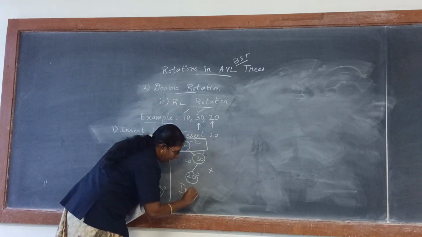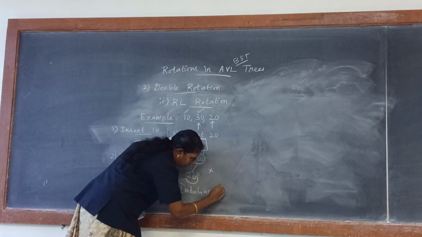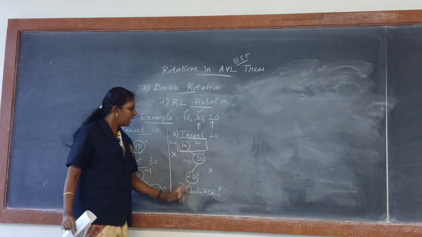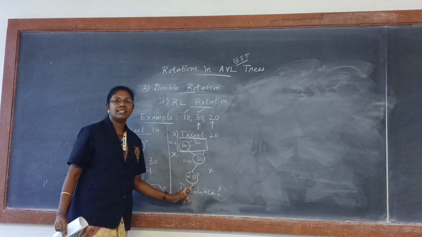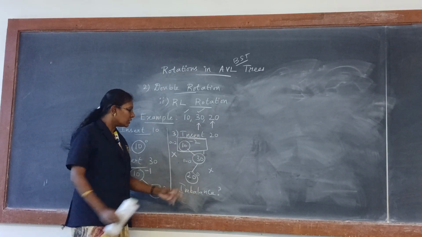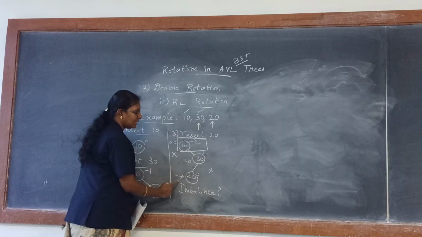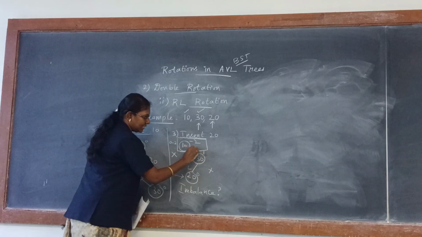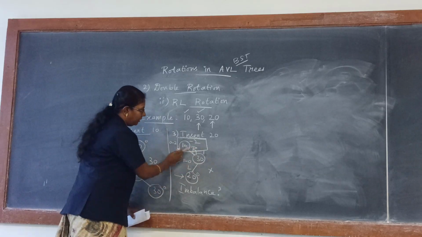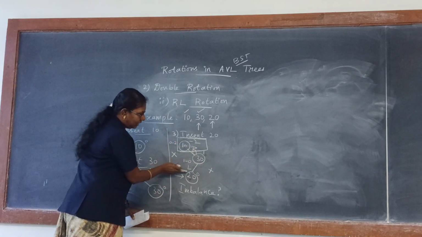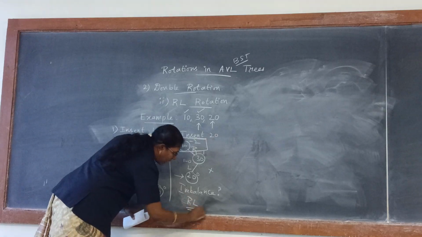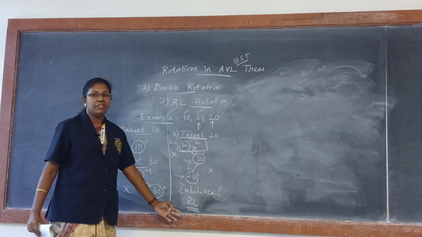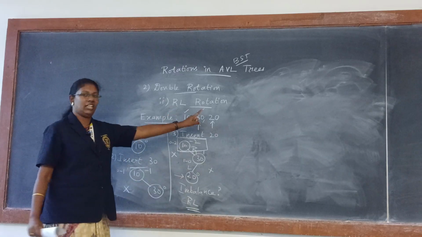So what type of imbalance occurred? We need to find this. This imbalance occurred only when inserting the node 20. This node 20 is inserted in the left child of the right subtree. That's why we are calling this a right-left or RL imbalance. So for removing the imbalance, we need to perform RL rotation.